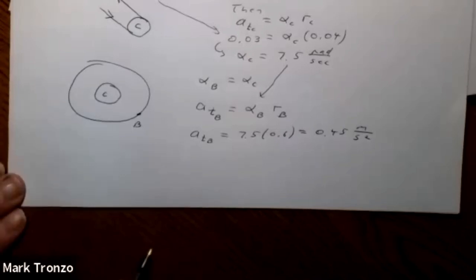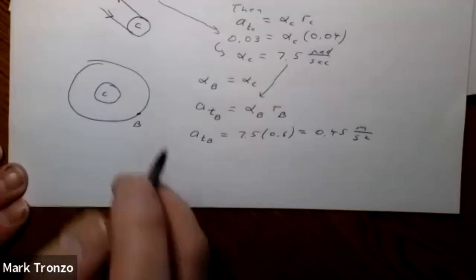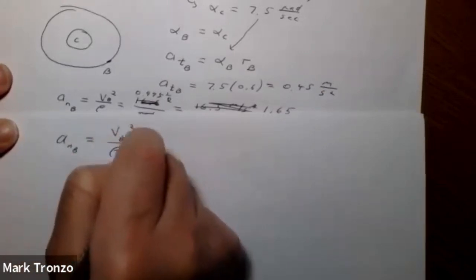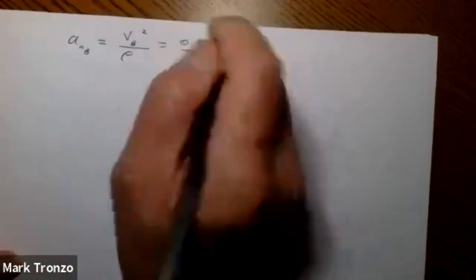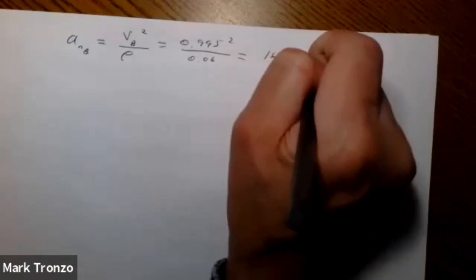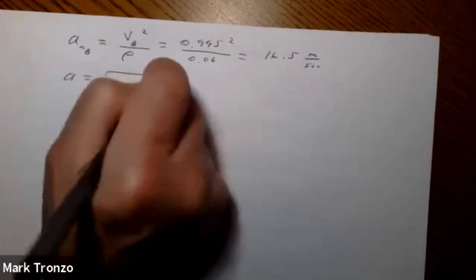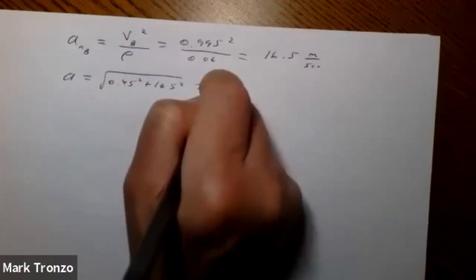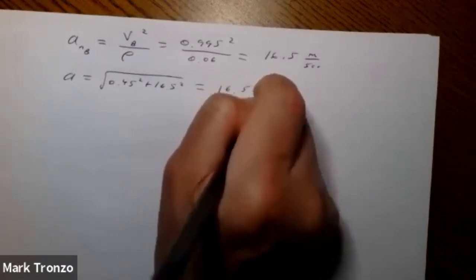Now, looking in the back of the book, it looks like they want the total acceleration at B. So we have to find the normal acceleration of B. That should be velocity B squared over rho, 0.995 squared, and then this is going to be divided by 0.06. Yeah, thank you. So this should be 0.995 squared divided by 0.06. Yeah, that comes to be 16.5. So that part was right. And then our total acceleration is still going to be the same as I showed before, 0.45 squared plus 16.5 squared, which is about 16.5 meters per second squared.